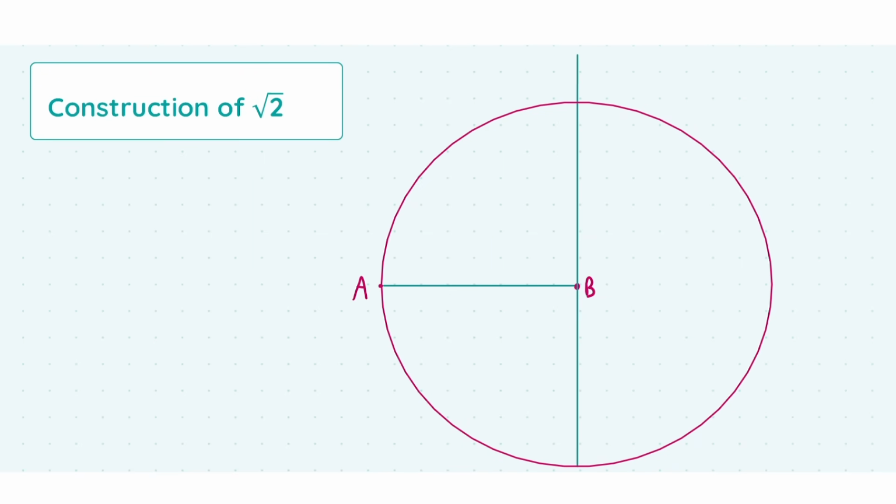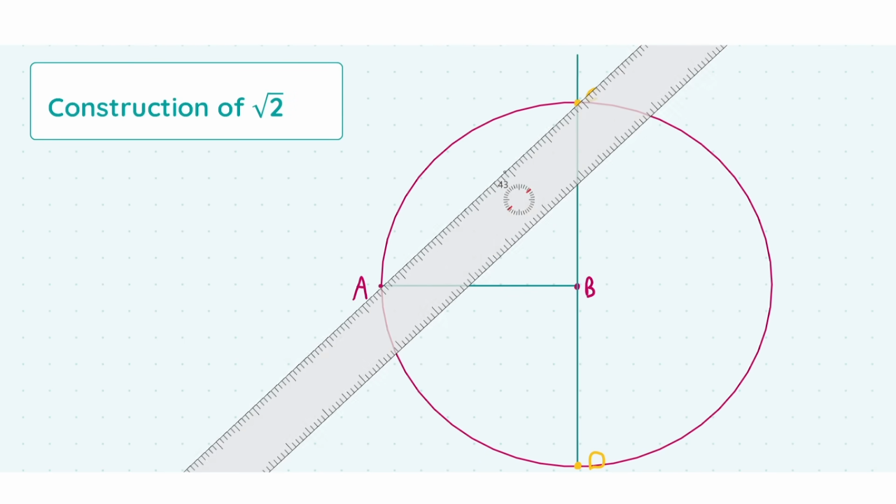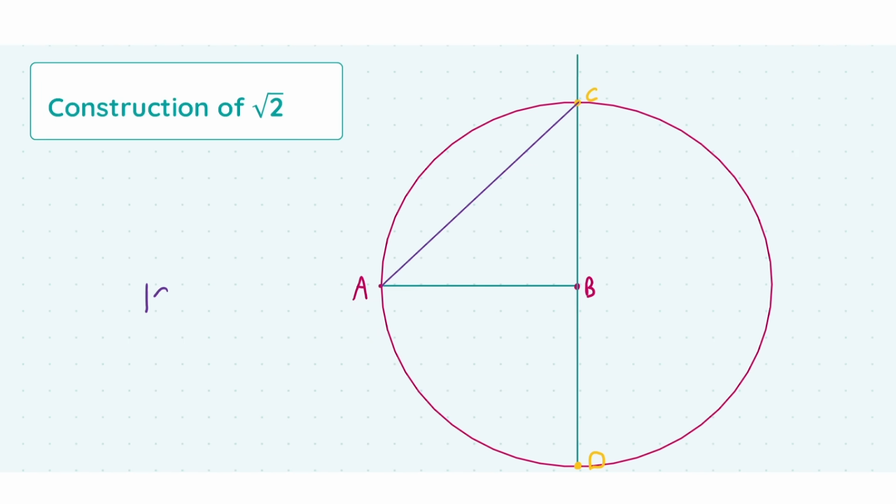And now I'm going to mark in my 2 new points, and that's where the line that's perpendicular with the line AB that goes through point B meets the circle. So that's going to be these 2 points here. And I'm going to call them points C and D. Now, if I connect a line from point A to point C, the distance of that line will be exactly root 2 units. So there we have it, the distance of that purple line there from point A to point C will measure the square root of 2 units.